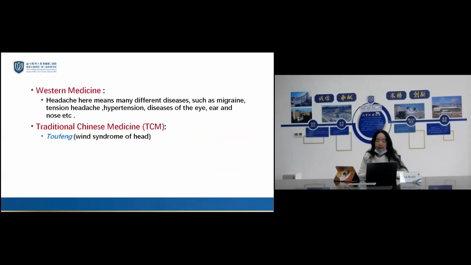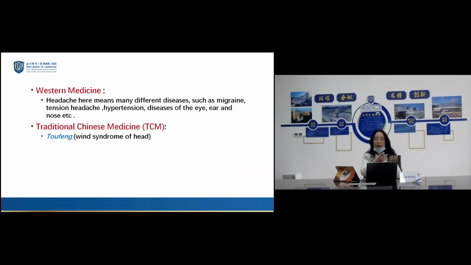For the headache, attacks sometimes are related to wind exopathogens in TCM. We call it feng, wind. 头风 means head wind, and the location is on the head.